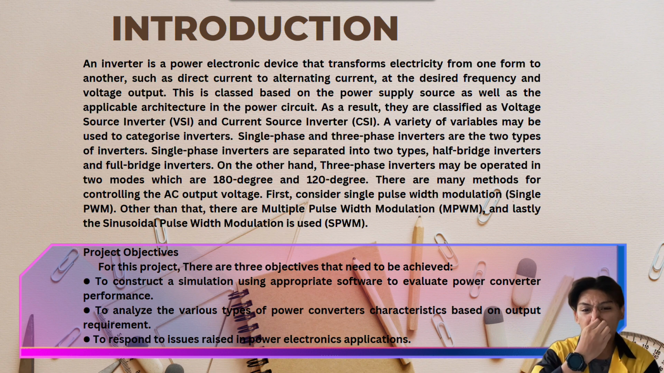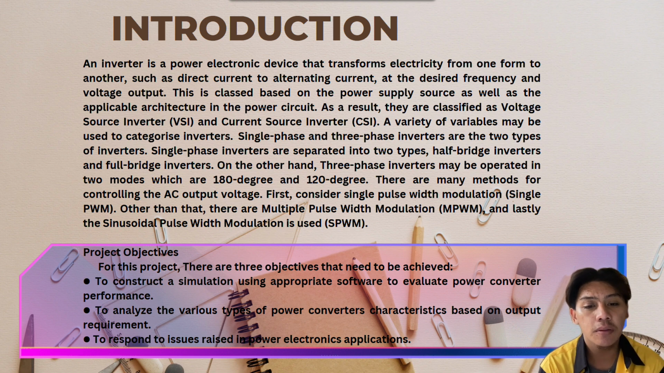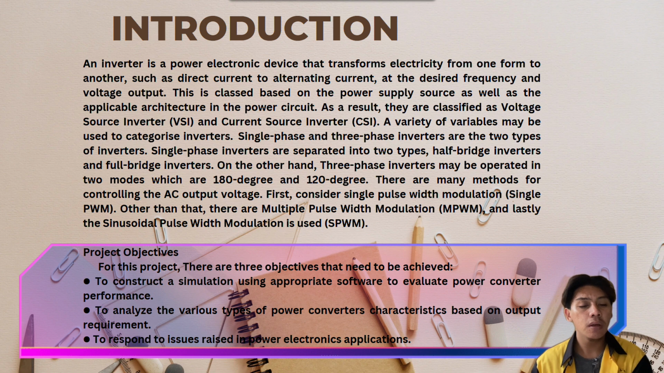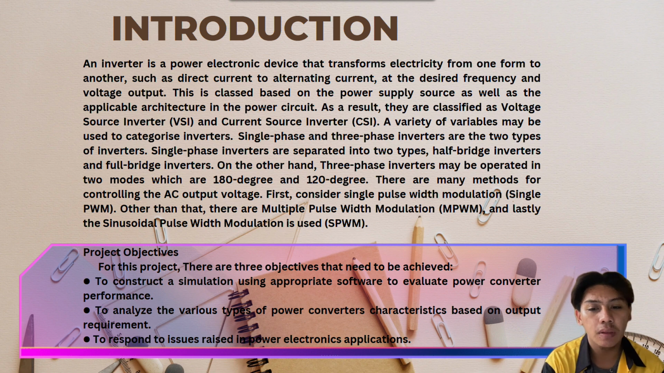A variety of variables may be used to categorize inverters. There are two types, the single phase and also the three-phase inverters. There are many methods for controlling the AC output voltage. The first one is the single pulse width modulation. Other than that, there are multiple pulse width modulation, and lastly is the sinusoidal pulse width modulation, the SPWM, which is the one that we will present about.